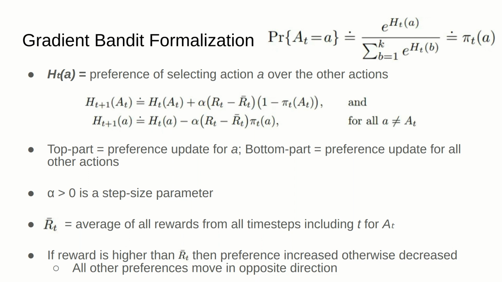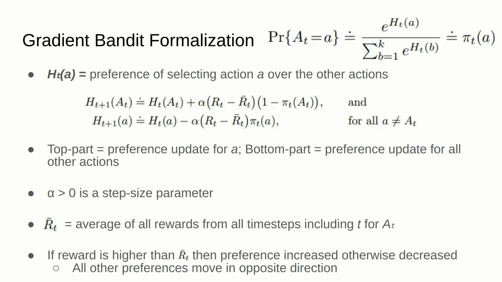Alpha greater than 0 is a step size parameter, and that determines the degree to which the preferences are changed at each step. And R mean at time step t, that's how this is read, is the average of all of the rewards from all time steps, including time step t, for an action A_t. Similar to previous methods, this can be updated using incremental updates with the sample averaging method or a constant alpha parameter that's better suited for non-stationary rewards. R mean of t can be thought of as a baseline against which the current reward is compared.